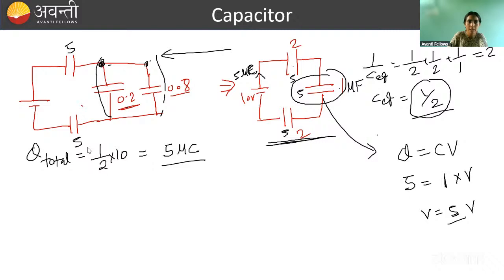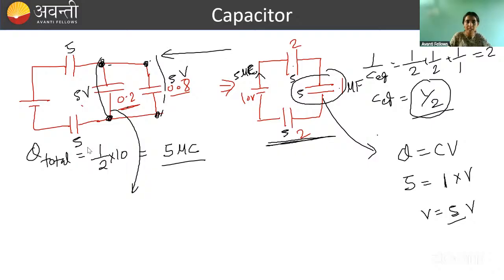It means across this also the potential difference is 5 volt, and across this also the potential difference is 5 volt. Because across the combination of 0.2 and 0.8, the potential drop is how much? 5 volt. Since they are in parallel, the potential difference across each element will also be how much? 5 volt. So if you think now, what will be the charge on this capacitor?